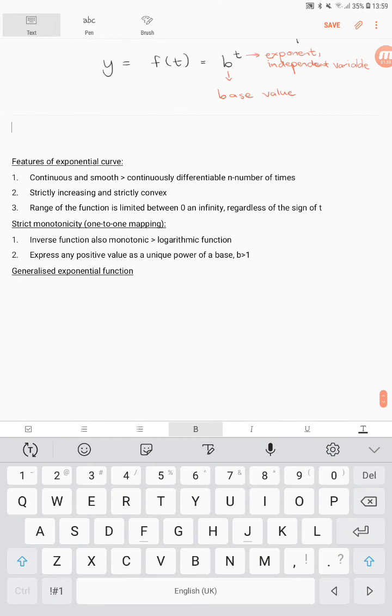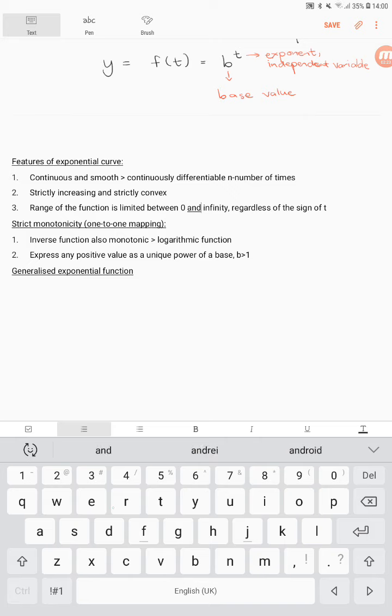So if we look at some features of the exponential curve, the first feature is that it's continuous and smooth. That means it's continuously differentiable an n number of times. It is strictly increasing and strictly convex. The range of the function is limited to between 0 and infinity. This is regardless of the sign of t. Remember, t in this case is our exponent and unknown.